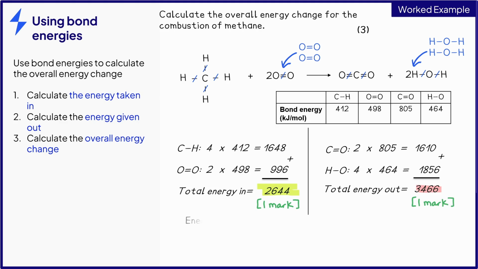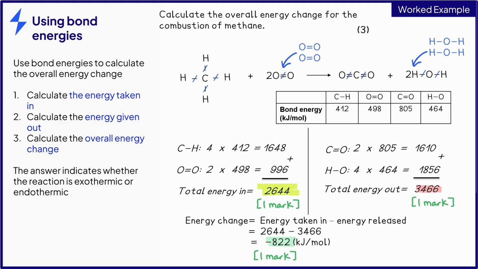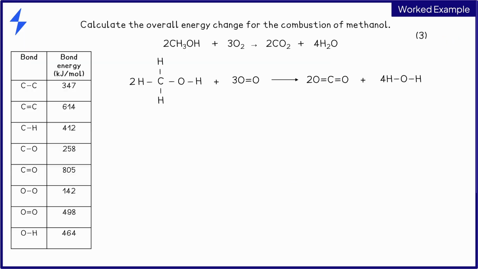To calculate the overall energy change, the energy released is taken away from the energy taken in to give a value of minus 822 kilojoules per mole. This answer will score your final mark. In this case, we've achieved a negative answer. We previously said that if the overall energy change is negative, then the reaction is exothermic. So this reaction is exothermic. If the answer had been positive, then the reaction would be endothermic.